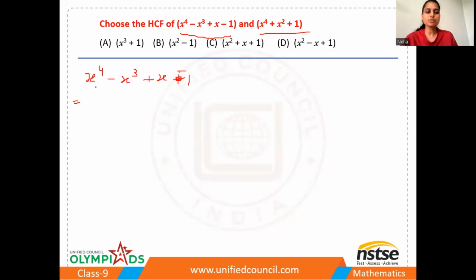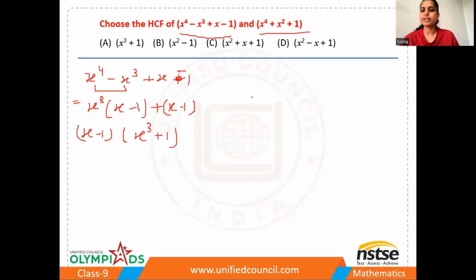In these two terms, I can take x cubed as common. It becomes x minus 1 plus x minus 1. Perfect. So here I can take x minus 1 again as common. So this becomes x cubed plus 1. This is the factorization form of the first one.